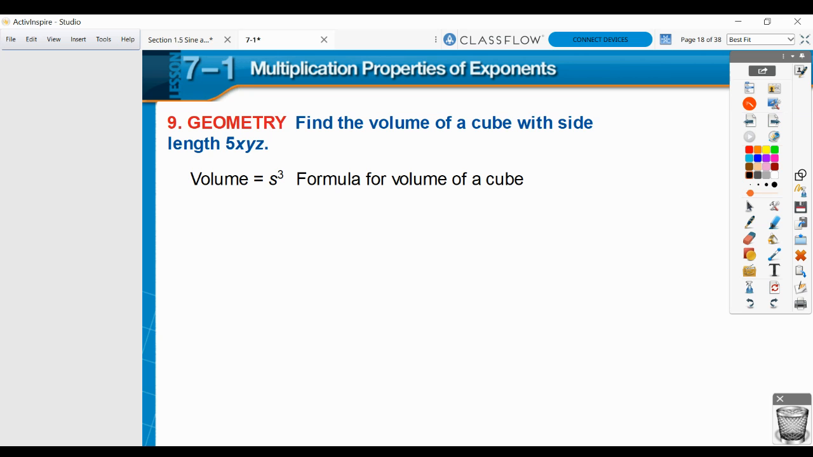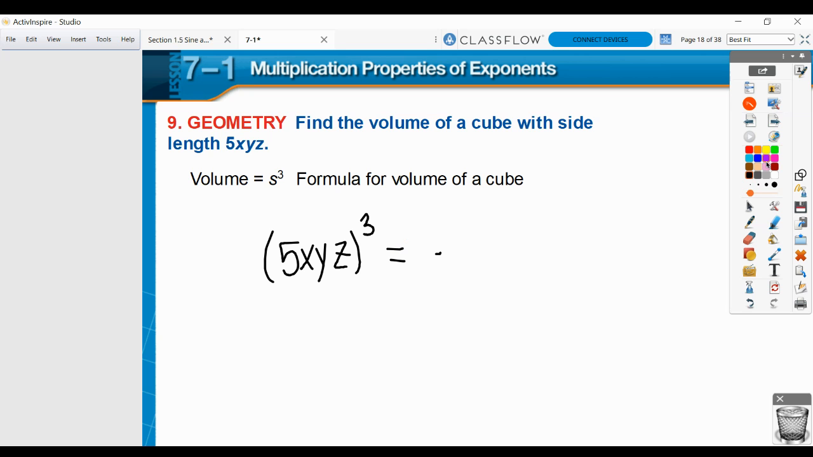Okay, so this one, it says find the volume of a cube with the side length of 5xyz. So the formula for volume is the side to the third power. So we're going to substitute the 5xyz into this s and raise it to the third power. So this is a power of a product.